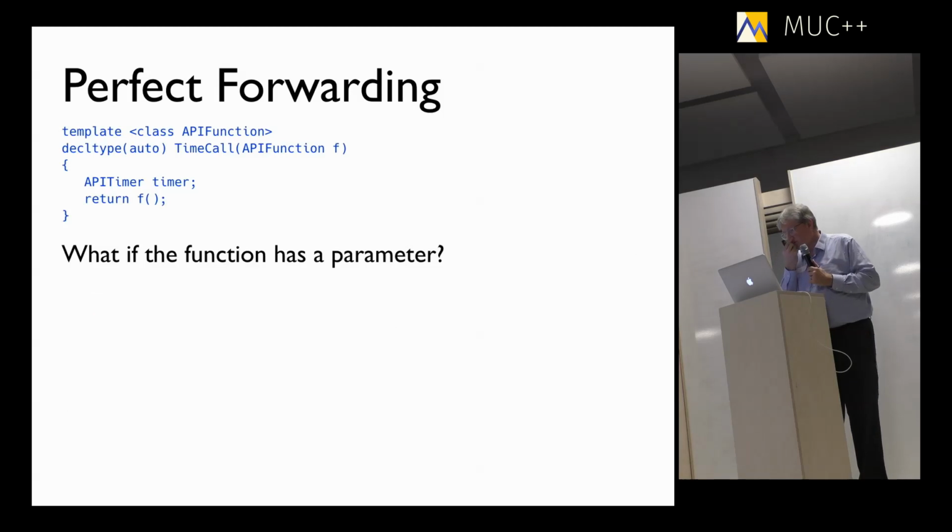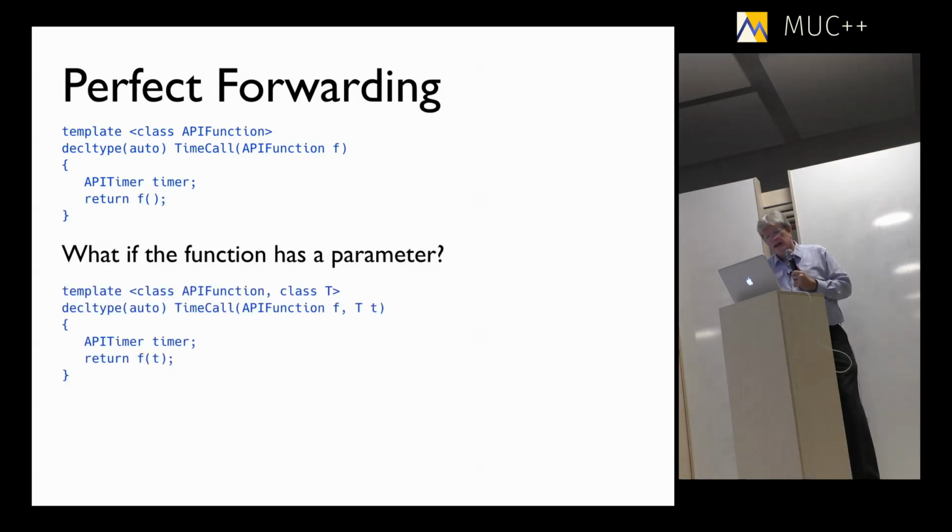Okay. So the function has a parameter, and so all I need to do is take an initial template parameter for capturing the type and the value of the parameter that's passed to my time call function, so I can turn around and pass it to f. See how this is simple?